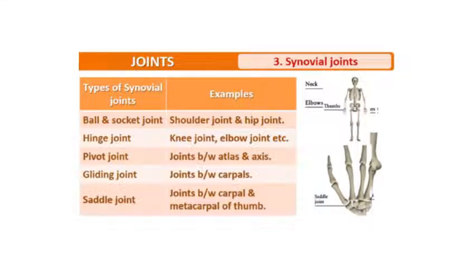There are various examples of synovial joints like ball and socket joint, which is present near shoulder and hip joint, hinge joint, which we generally find in our elbows. Then we have the pivot joint, which is found between atlas and axis. Then we have gliding joint, which is found in our carpals. Then we have the saddle joints, which are found between carpals and metacarpals of our thumb.